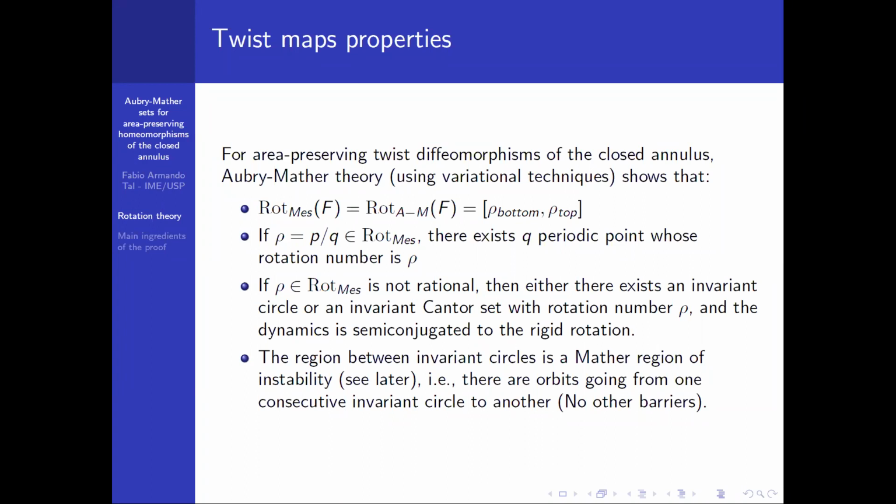I'll be more precise defining what a Mather region of instability is later, but it's just saying that if you have two invariant circles, one on top of the other, then there is an orbit that goes from the bottom circle to the top circle, and there's an orbit that goes from the top circle to the bottom circle. So in between, if you don't have any other invariant circles or barriers, then you actually have orbits that go from one end of the annulus to the other end of the annulus, and vice versa.